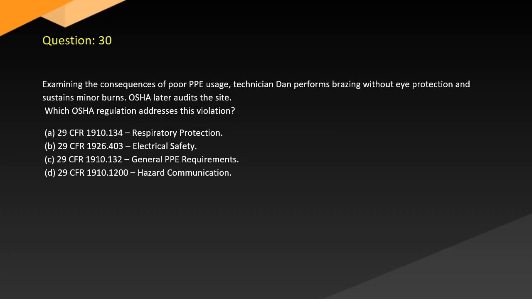Question 30. Examining the consequences of poor PPE usage, a technician performs brazing without eye protection and sustains minor burns. OSHA later audits the site. Which OSHA regulation addresses this violation? A. 29 CFR 1910.134, respiratory protection. B. 29 CFR 1926.403, electrical safety. C. 29 CFR 1910.132, general PPE requirements. D. 29 CFR 1910.1200, hazard communication.